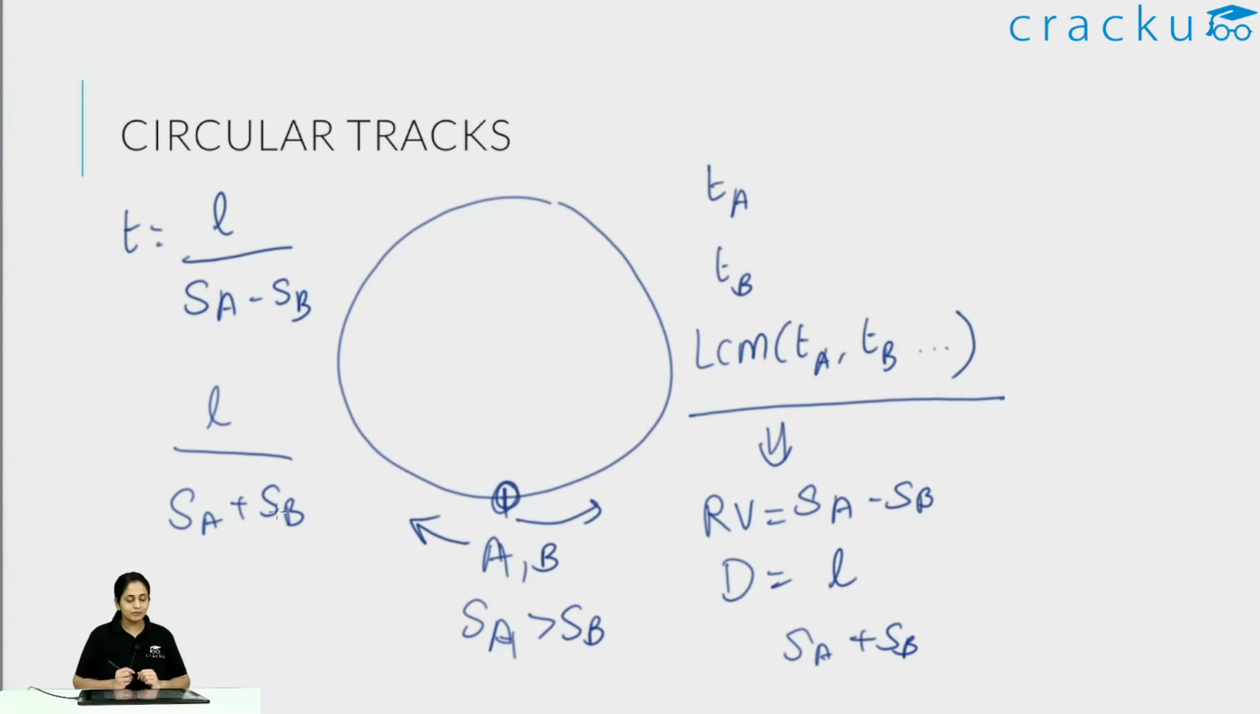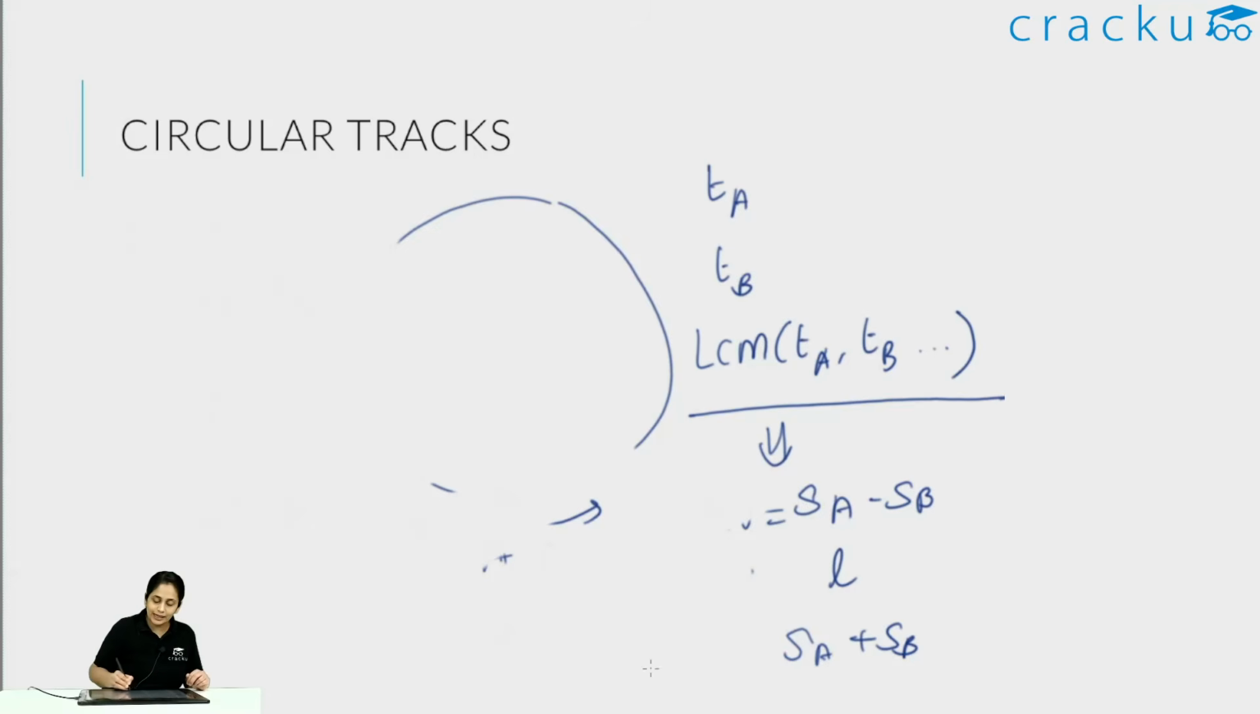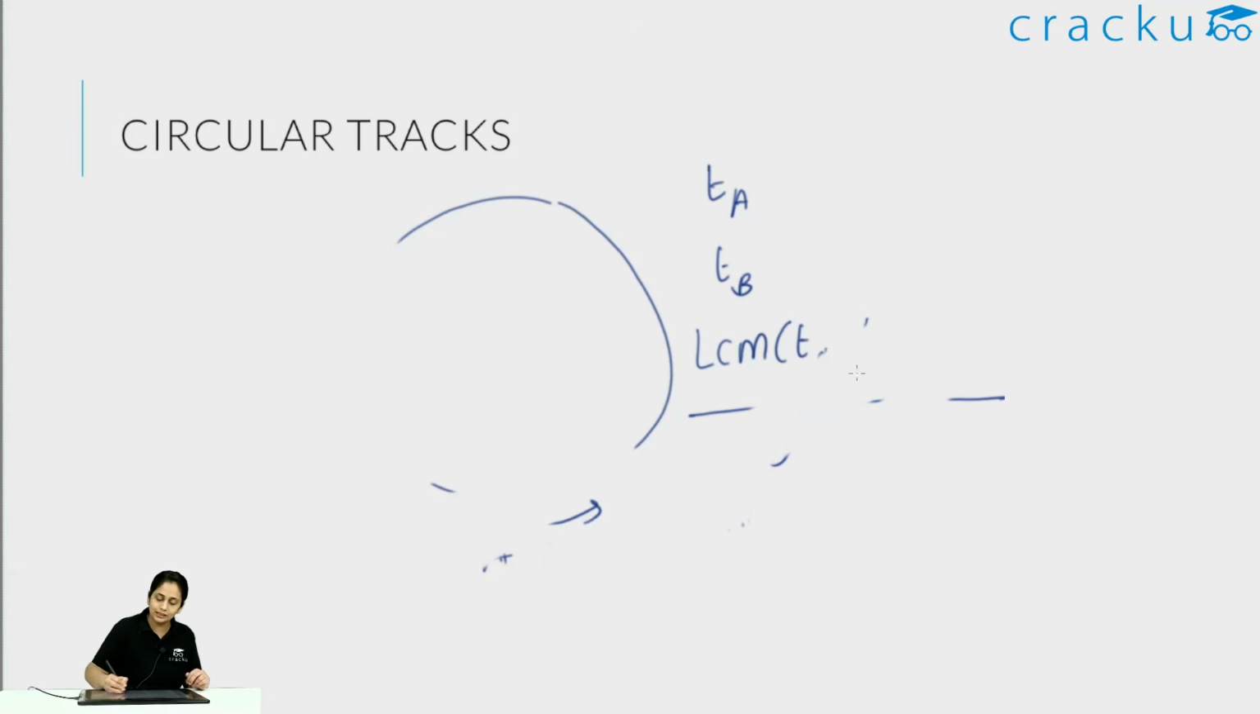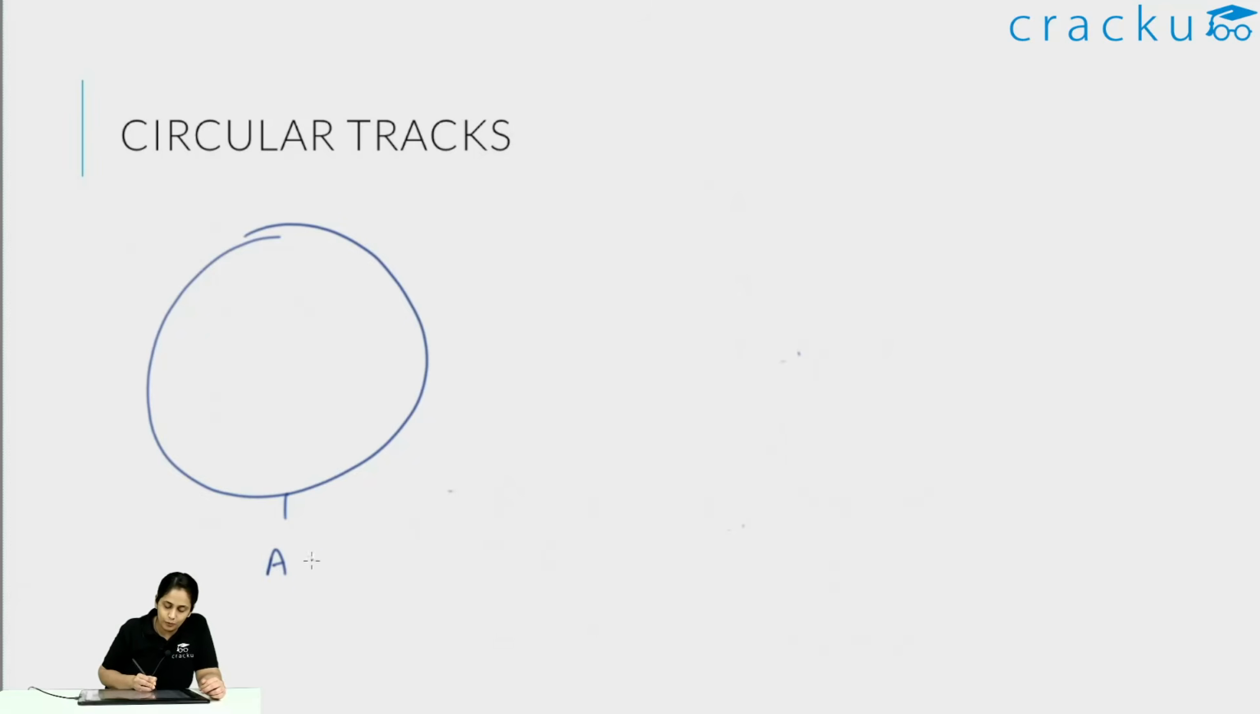Now another thing that comes to mind is how to find out the number of meeting points, or rather where they meet for the first time. So in this case, I'll just change this one second. Remember, when you have to figure out the number of meeting points, you have to consider the speeds, that is SA and SB. That concept also comes from relative velocity. So consider there are two people A and B moving on the track with speeds SA and SB.